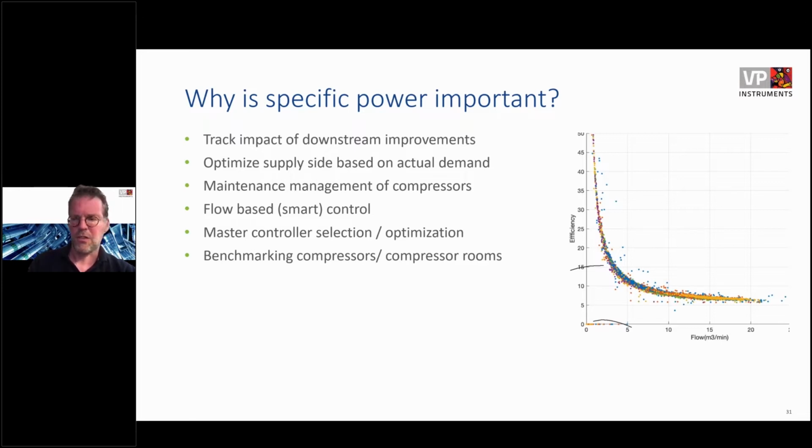And also, just as Tom mentioned already, flow-based smart control systems. In those cases, you can also use specific power to select the right compressor for the specific demand. Another thing we are doing also with monitoring is benchmarking of various compressor rooms. If you have similar plants with similar production setups, you can use this as a benchmark KPI to look at plant A versus plant B and which one is running more efficiently.